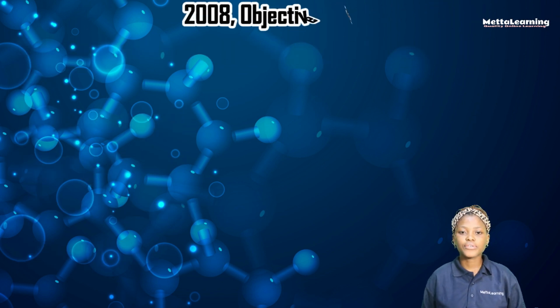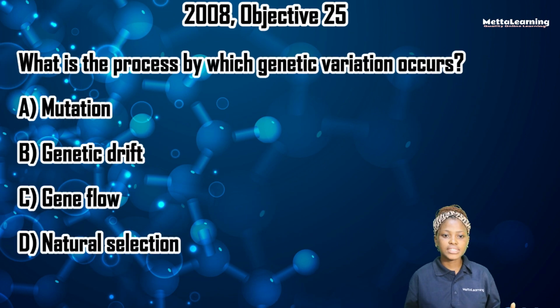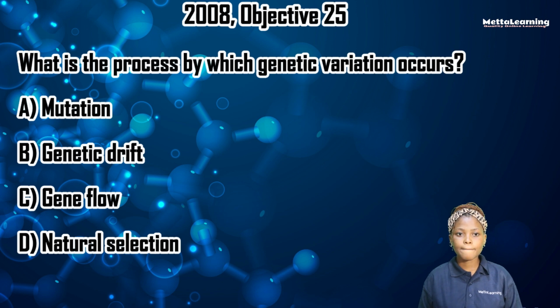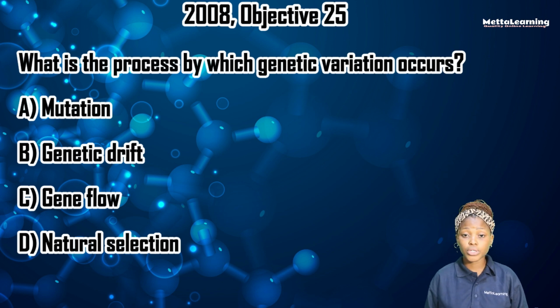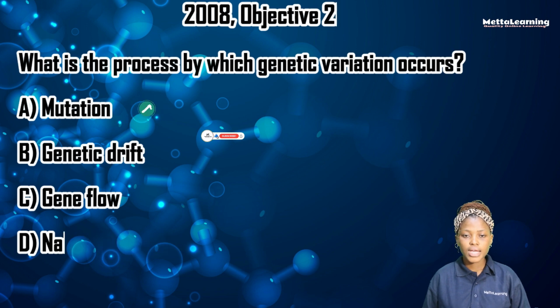2008 objective question 25. What is the process by which genetic variation occurs? Option A, mutation. Option B, genetic drift. Option C, gene flow. Option D, natural selection. Mutation, option A, is the correct answer.